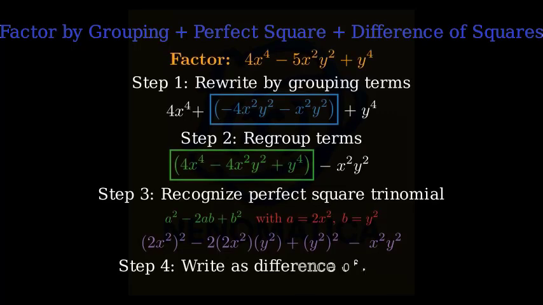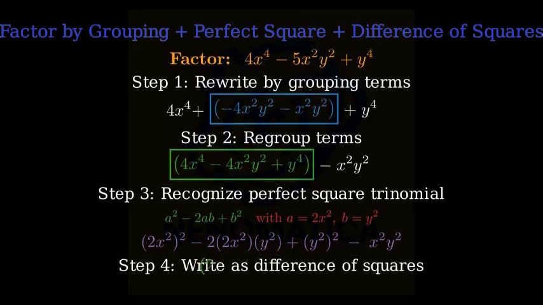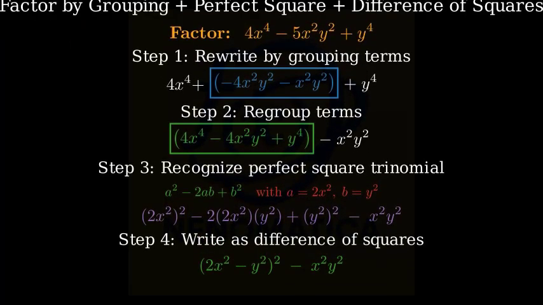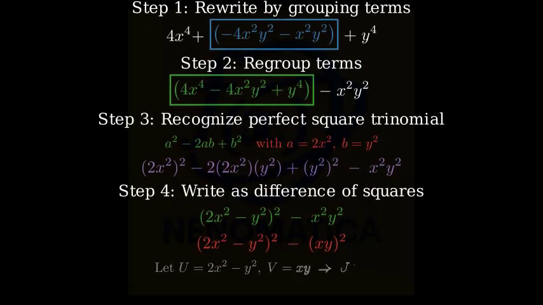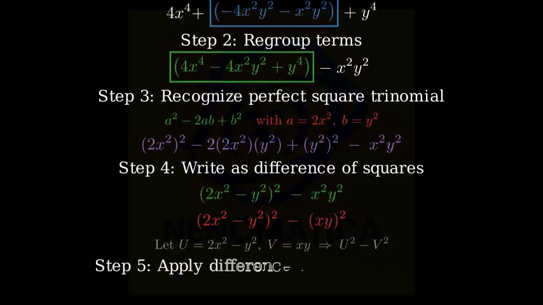Step 4. Write as a difference of squares. The first three terms form the square of a binomial, that is (2x² − y²)². And x²y² is the same as (xy)². So the expression becomes (2x² − y²)² − (xy)². Step 5. Apply the difference of squares formula.